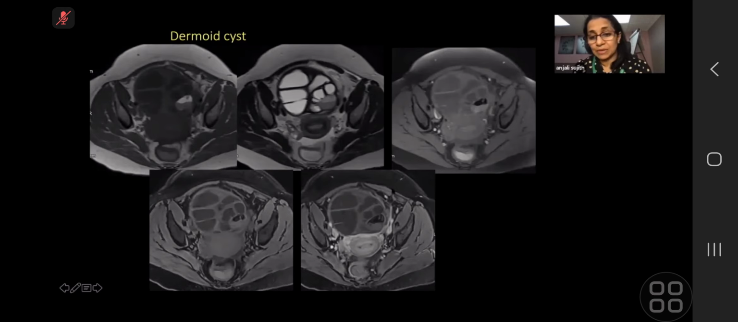Another thing, if you're just given one post-contrast image, how will you say it is a post-contrast image? For that, again, look at the uterus. The uterine myometrium will enhance, and you remember the trilaminar zonal anatomy that you see in a non-contrast T2 image. Here you can see the myometrial enhancement.